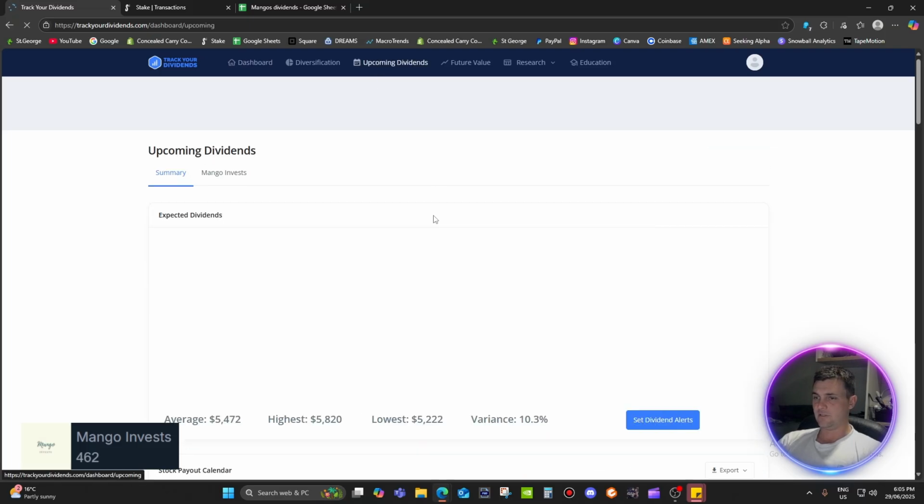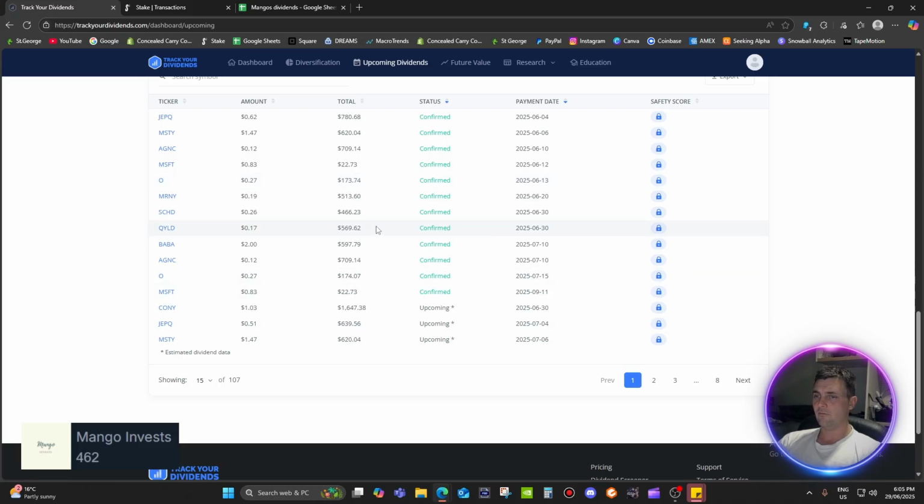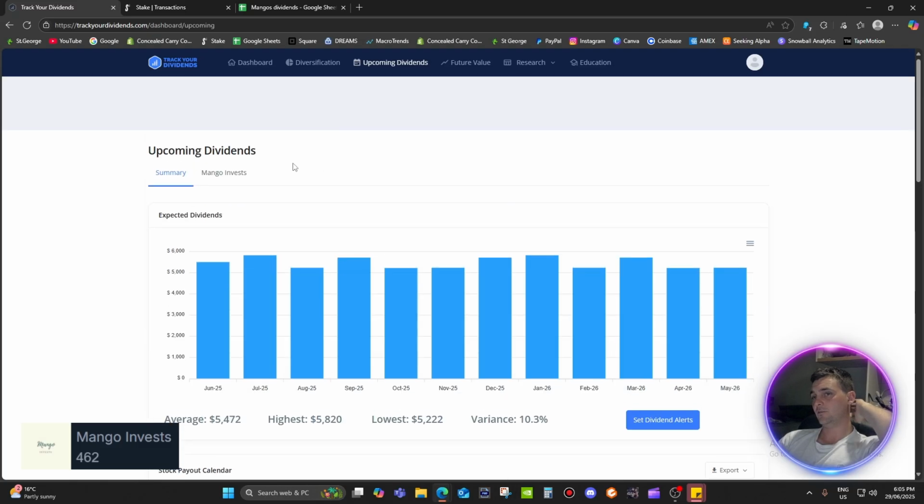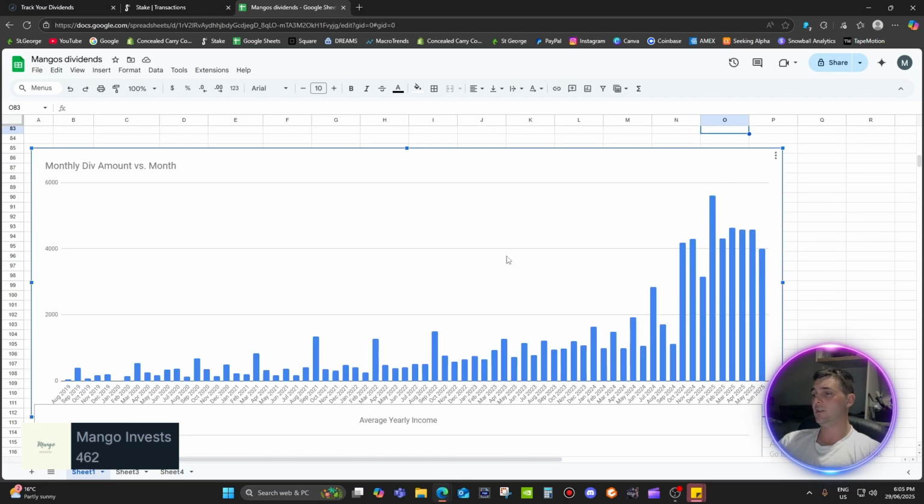Some of the upcoming dividends: at the end of this month, we're looking to get SCHD of $466 and QALD $569, and then at the start of next month, around the 10th, we've got Alibaba paying $597, which is not too bad. So we've put all the dividends into the calculator and the Excel spreadsheet here.